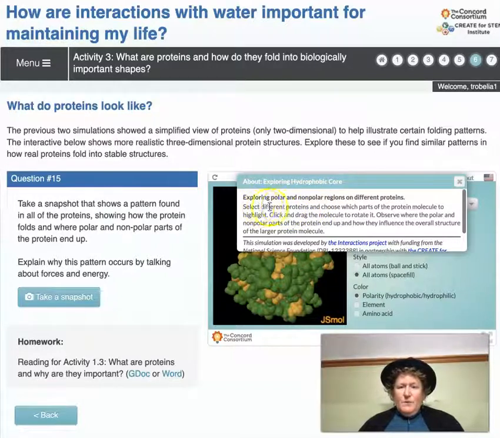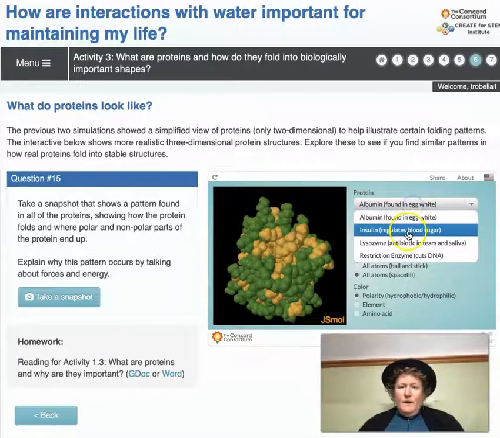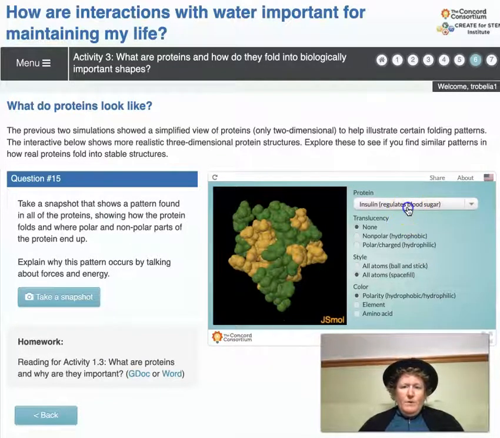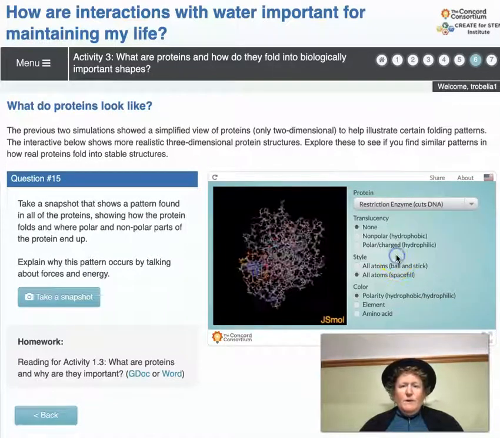Let's look at this. Exploring polar and nonpolar regions of different proteins. Select different proteins and choose which part of the protein molecule to highlight. Click and drag the molecule to rotate. Observe where the polar and nonpolar parts of the protein end up and how they influence the overall structure of the larger protein molecule. All right, let's check it out. I always just like to go in and play around with a model before I try to do anything with it.